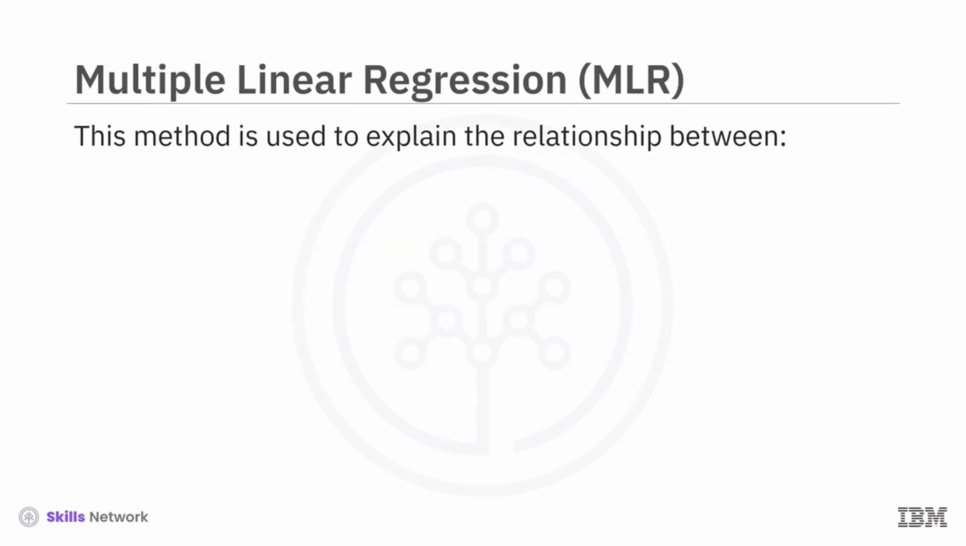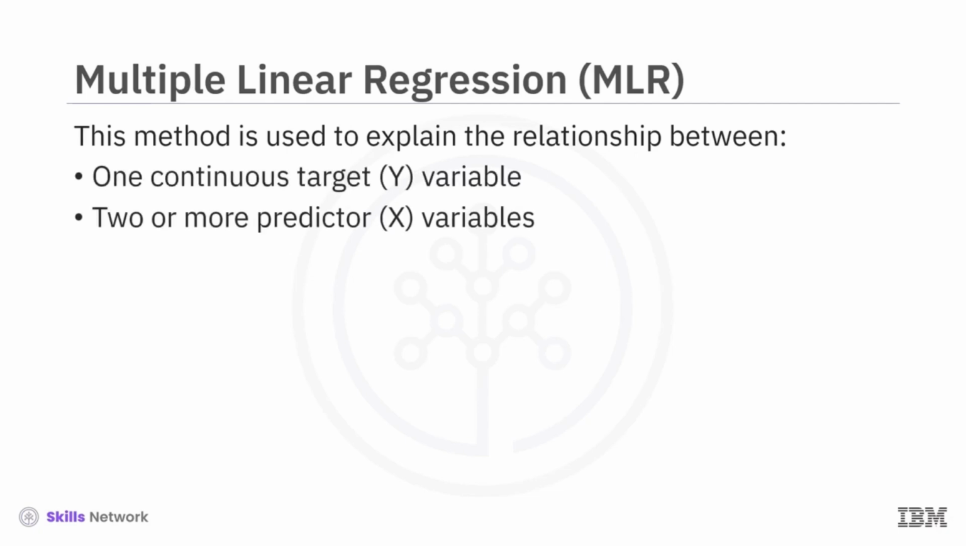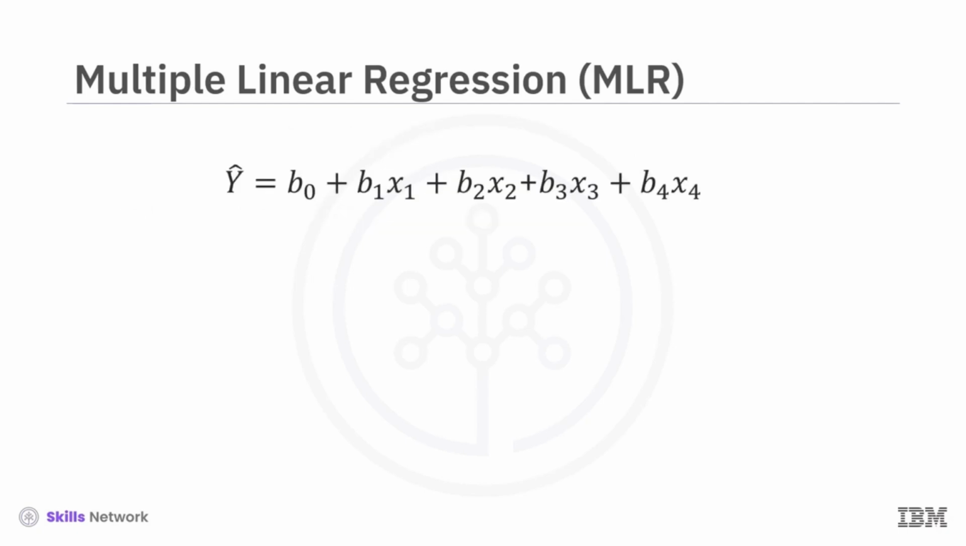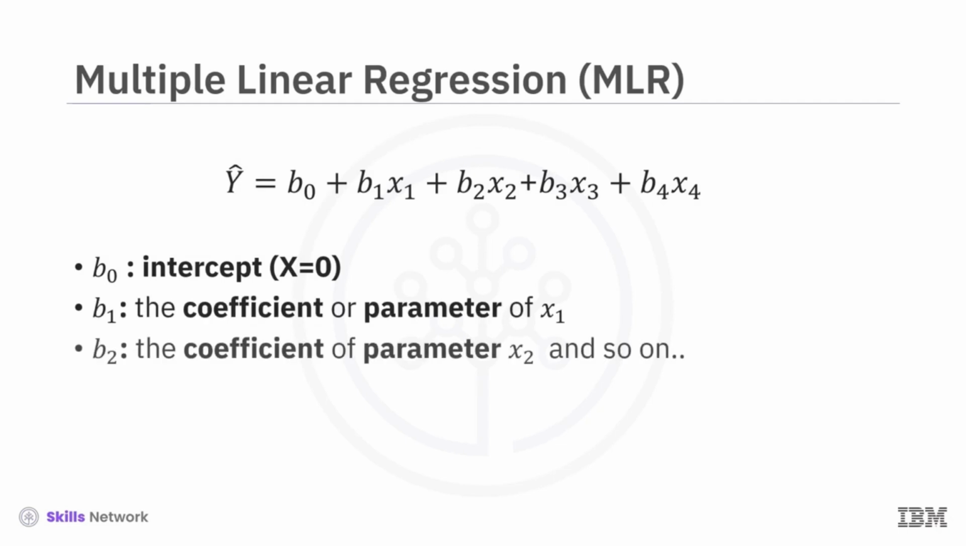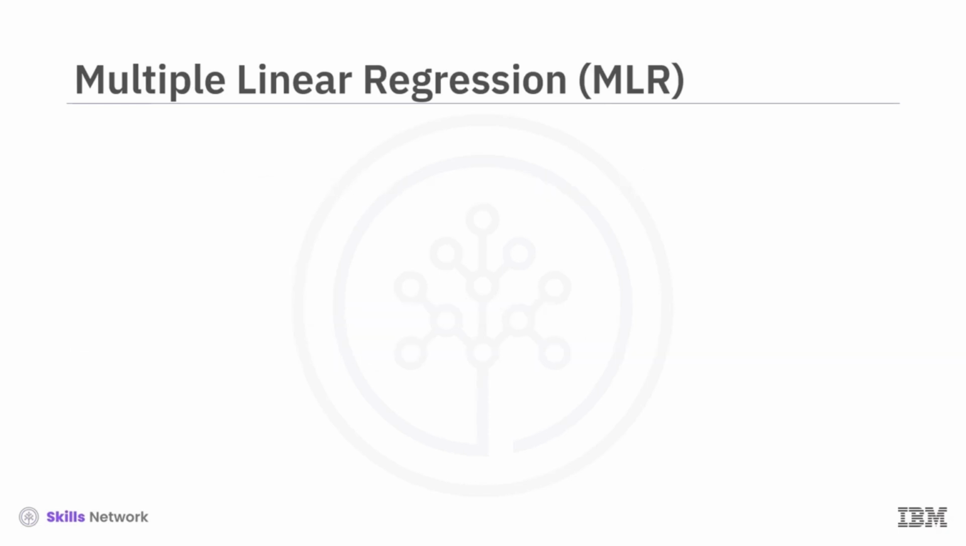Multiple linear regression is used to explain the relationship between one continuous target y variable and two or more predictor x variables. If we have, for example, 4 predictor variables, then b0 is the intercept (x equals 0), b1 is the coefficient or parameter of x1, b2 is the coefficient or parameter of x2, and so on.